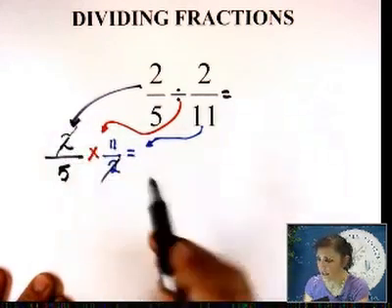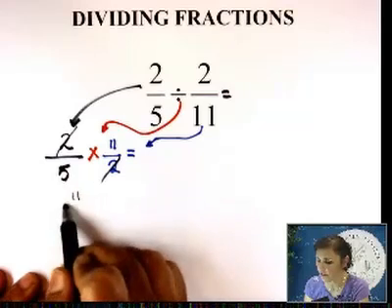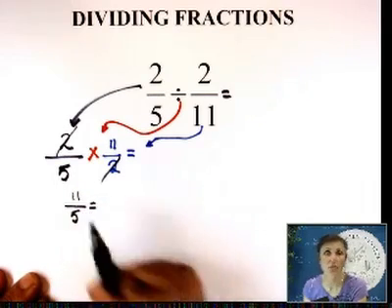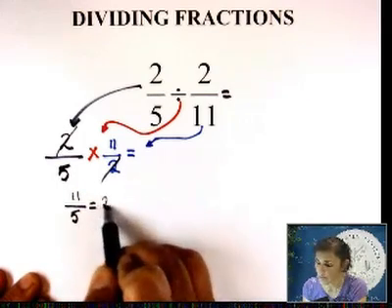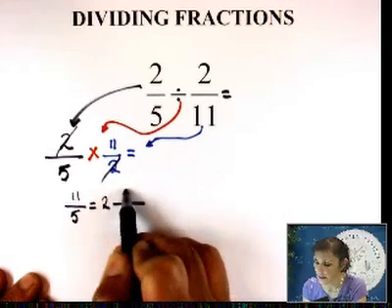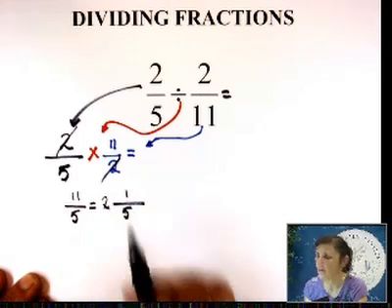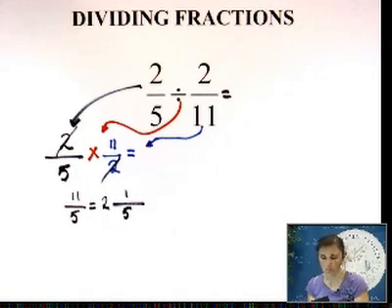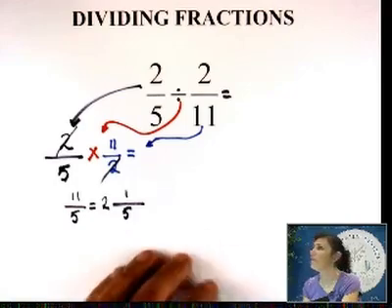2's go, and you're going to end up with 11 over 5. You can also go into a mixed number. 2 times 5 is 10, and 1 remainder. You can write like that. So this is how we used to divide fractions.